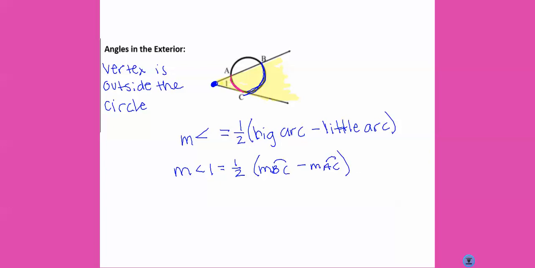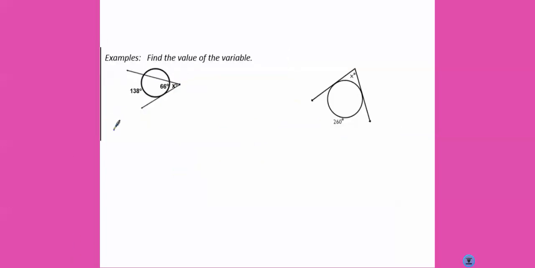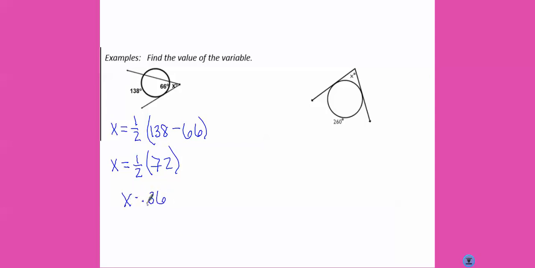So let's look at some examples. Here, angle X would equal half of the big arc's 138 minus the little arc of 66. The X is by itself, so we just need to simplify. Half of 138 minus 66 leaves us with 72. Half of 72 means X equals 36 degrees.